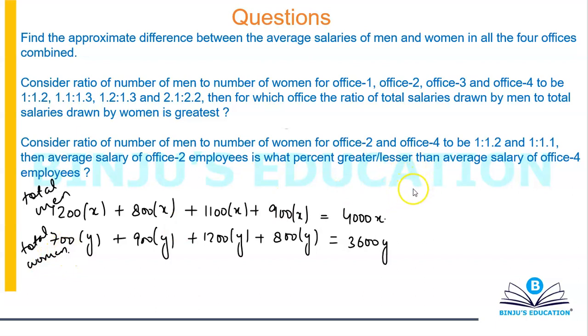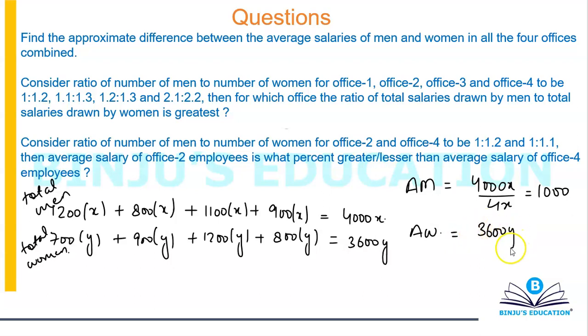If I want to calculate the average for men, I'm writing that as AM. Average for men will be 4000x divided by 4x, and that will be 1000. And average for women will basically become 3600y divided by 4y, that will be 900. So what's the question? Find the approximate difference between the average salaries of men and women. So this will simply become 100.